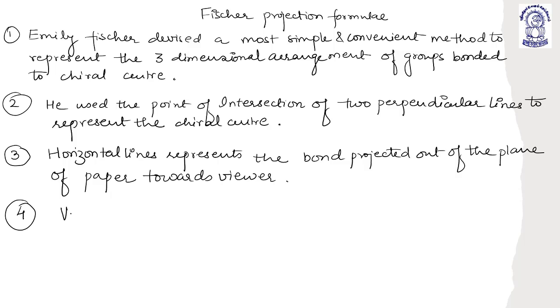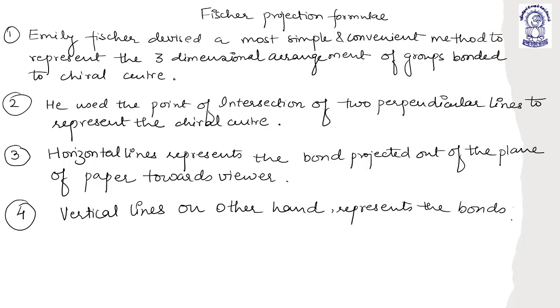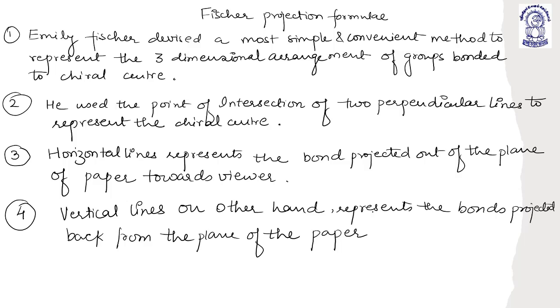Vertical lines on the other hand represent the bonds projected back from the plane of the paper, away from the viewer. Okay.